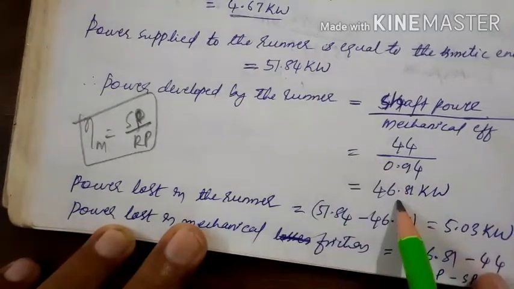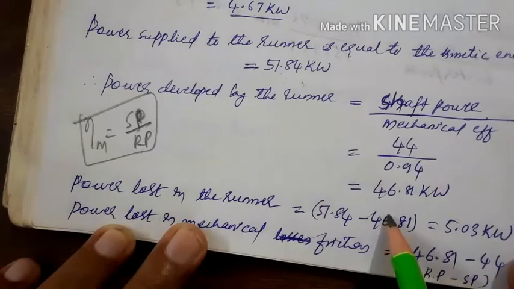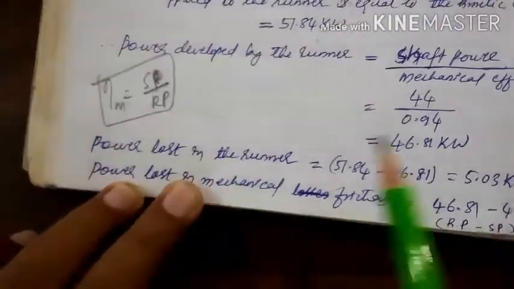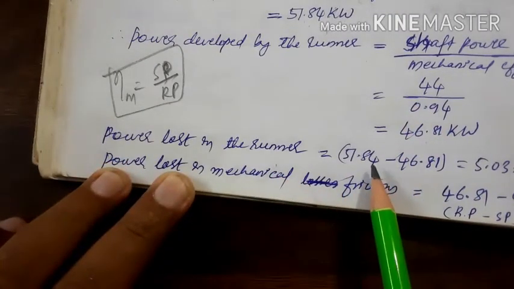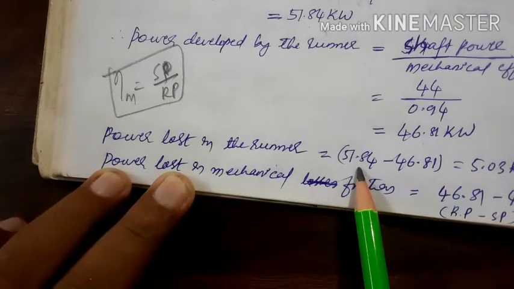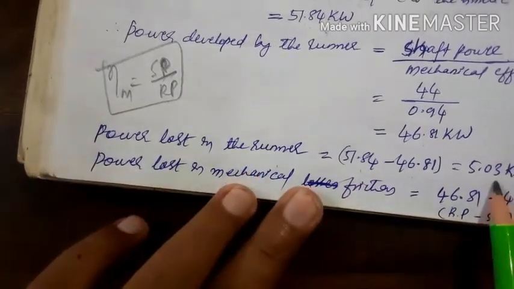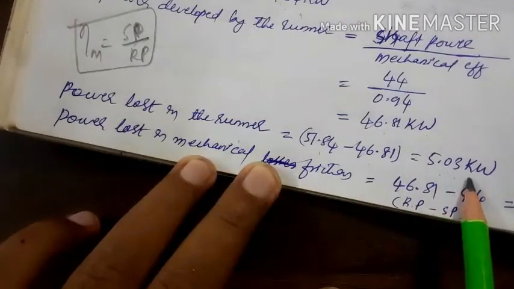So this is the power supplied to the runner, but while supplying this power to the runner, some losses will take place. After losses, whatever the power developed by the runner will be this much, 46.81 kilowatt. Now the power lost in the runner will be what? Power available at the exit of the nozzle minus power available at the runner, that will give power lost in the runner as 5.03 kilowatt.